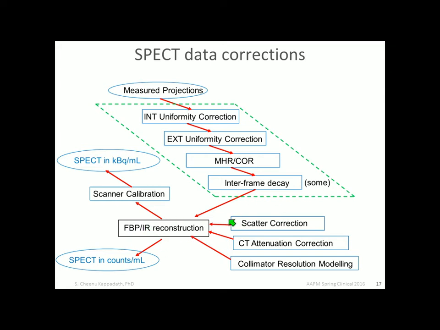Okay? If you want to incorporate scatter or attenuation or some other response modeling, those are also put into your reconstruction toolkit. And traditionally the SPECT signal comes out in counts per ml, so it's not giving us activity concentration, it's giving us an analog, so counts. But some modern systems can incorporate scanner calibration as well, and now you can actually get SPECT in becquerels per ml, okay? So quantitative information.